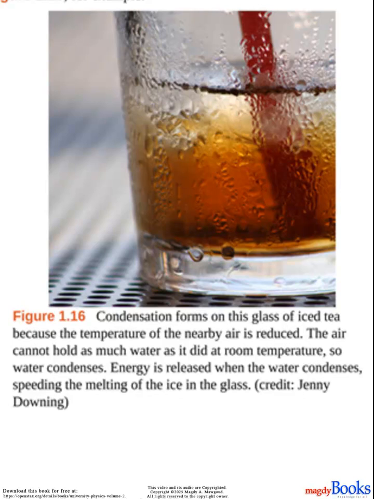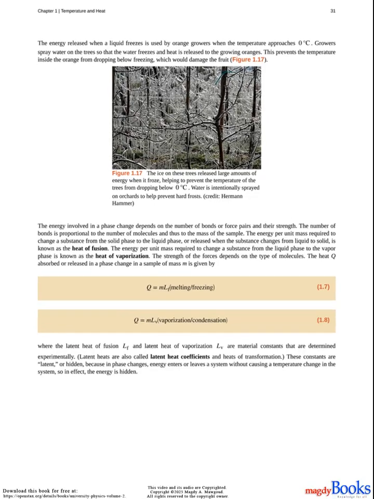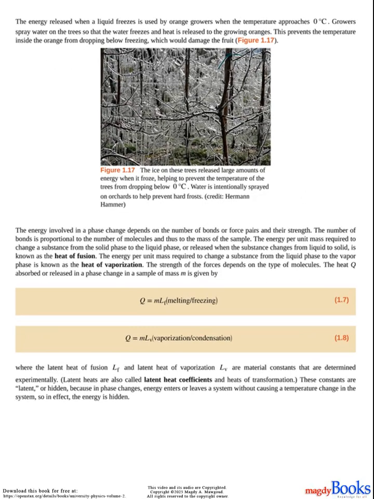Credit: Jenny Downing. The energy released when a liquid freezes is used by orange growers when the temperature approaches 0 degrees Celsius. Growers spray water on the trees so that the water freezes and heat is released to the growing oranges. This prevents the temperature inside the orange from dropping below freezing, which would damage the fruit, figure 1.17.